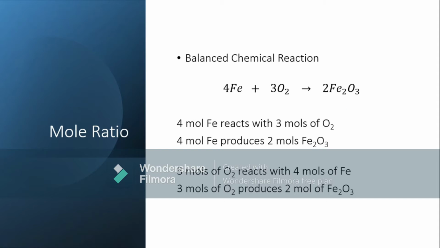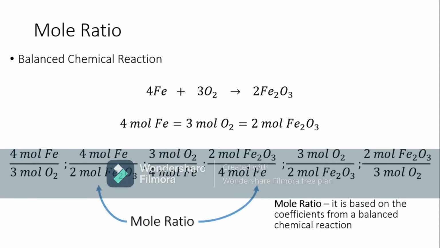Now, to come up with the mole ratio, I can say 4 moles of Fe is stoichiometrically equivalent sa 3 moles ng O2 and stoichiometrically equivalent din siya sa 2 moles ng Fe2O3. Okay, so kung halos equal silang lahat, then I can write 4 moles of Fe over 3 moles of O2. This is your mole ratio. Para siyang conversion factor. Then, pwede ko na sabihin 4 moles of Fe over 2 moles of Fe2O3.